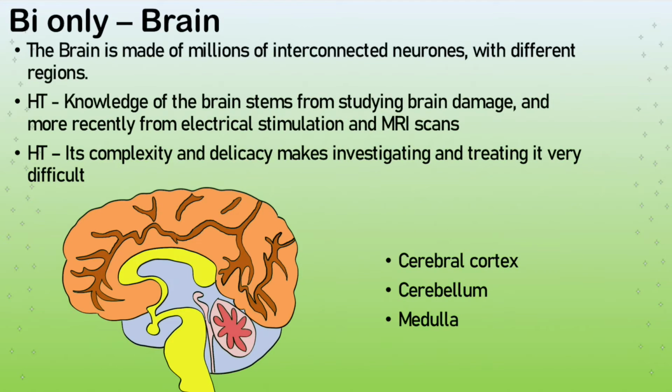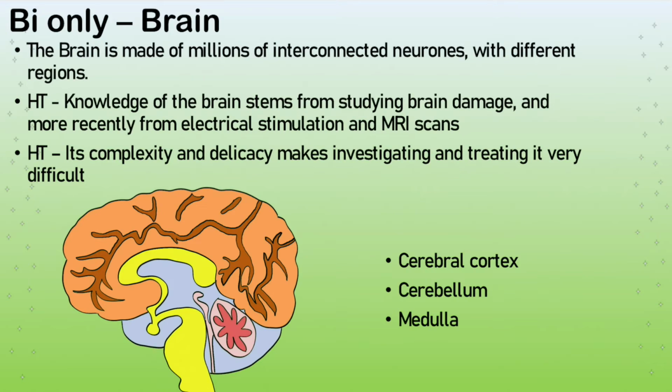You might have heard of Phineas Gage in lessons. He's a bit of a legend in learning how the brain works. He had a pole that went through this part of his brain and his personality changed. So we learned that this part of the brain is in charge of controlling personality.